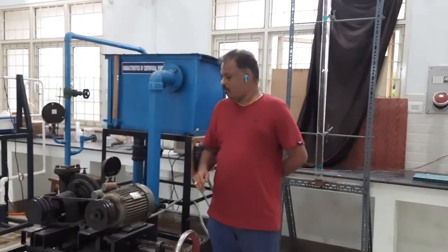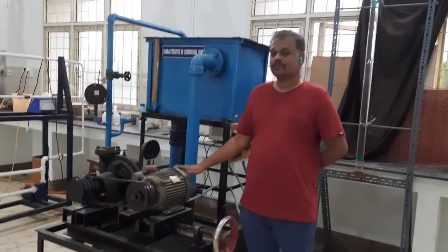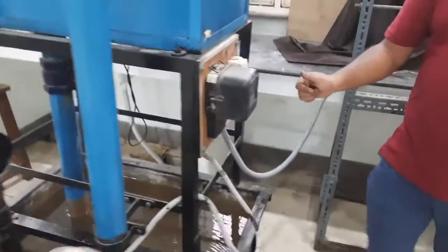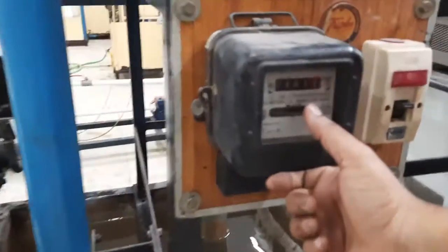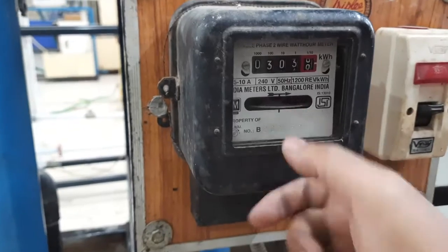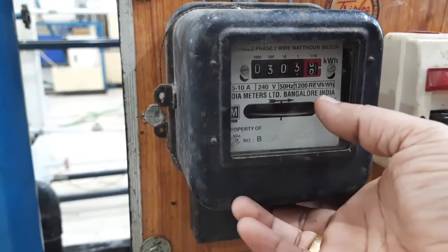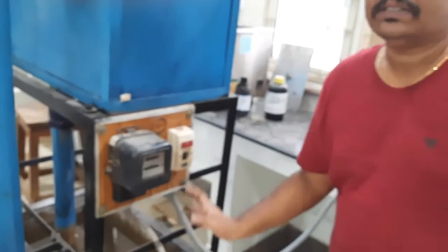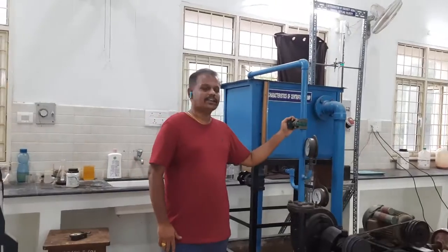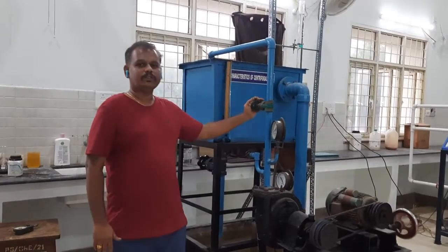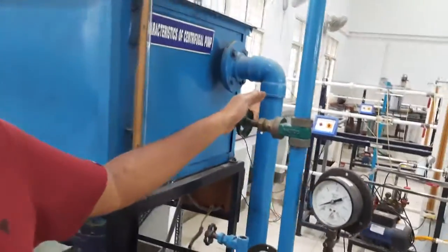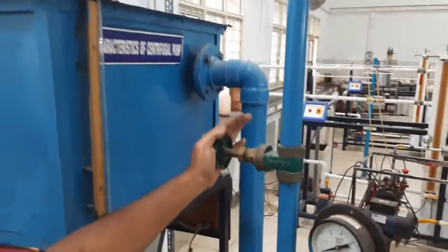We should know how much energy is consumed by the motor to rotate the rotor blade. For that, we have to take the time taken by this electrical meter rotor for 5 revolutions or 10 revolutions. For a specific number of revolutions, we have to note how much time it is taking. While conducting the experiment, you have to open the valve and fix the valve position so that the discharge will be at a constant flow rate.